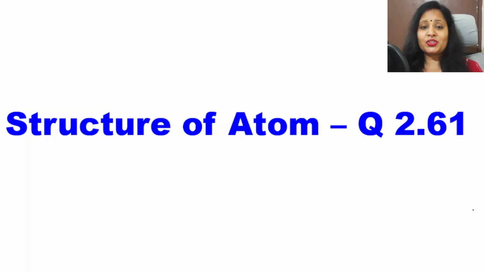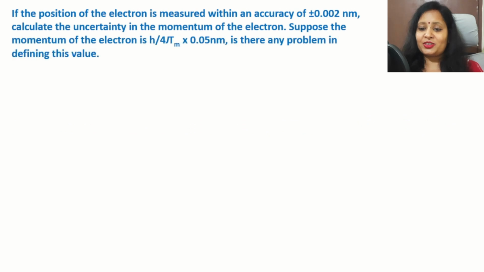Friends, today's video is question number 2.61 from the NCERT textbook, class 11, and the chapter name is Structure of Atom. So let's check the question. If the position of an electron is measured within an accuracy of plus minus 0.002 nanometer, calculate the uncertainty in the momentum of the electron. Suppose the momentum of the electron is h upon 4 pi into 0.05 nanometer. Is there any problem in defining this value? So let's start solving this question with the Heisenberg uncertainty principle.